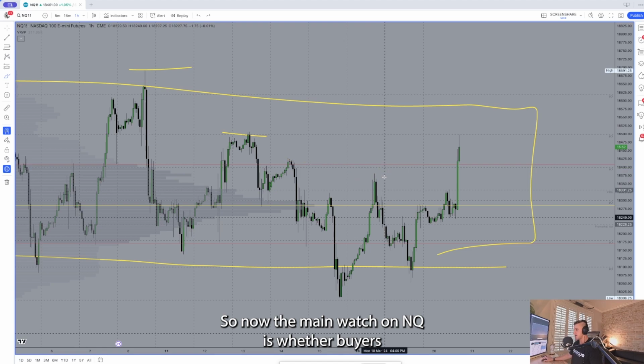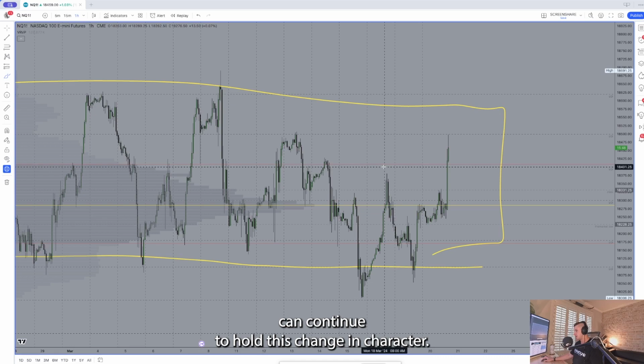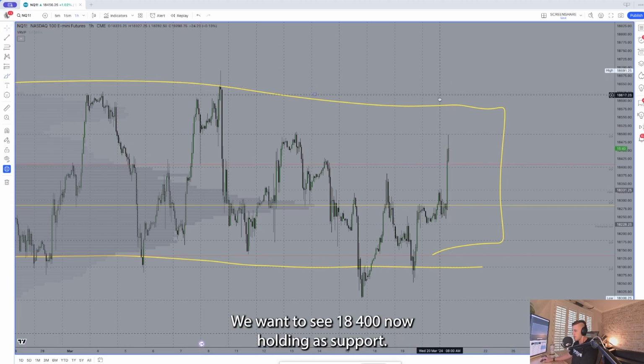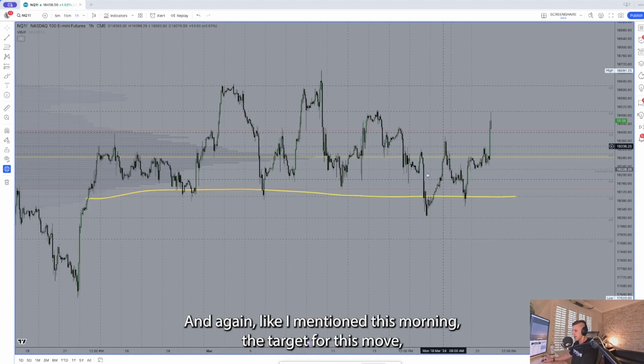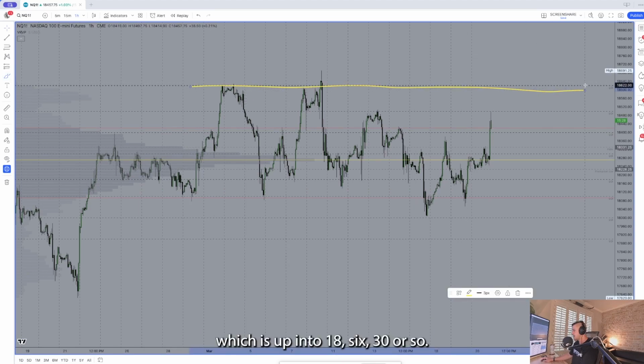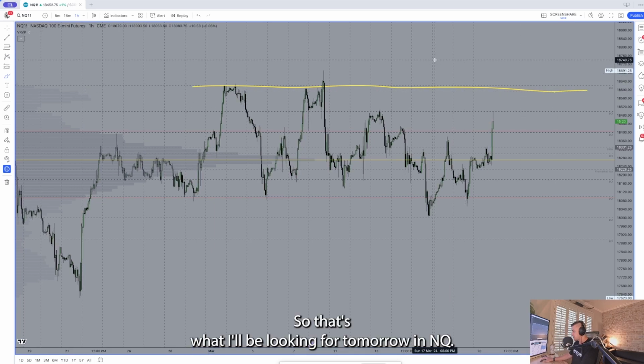So now the main watch on NQ is whether buyers can continue to hold this change in character, and for that I'll primarily be looking at the reaction versus 18,400. We want to see 18,400 now holding as support, and again, like I mentioned this morning, the target for this move, the target for this change in character is the range high, which is up into 18,630 or so. The true high up here is just shy of 18,700. So that's what I'll be looking for tomorrow in NQ.